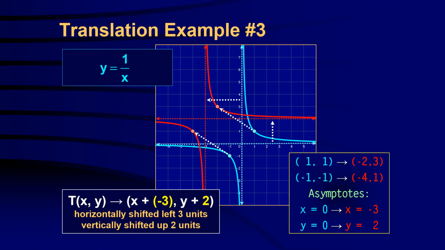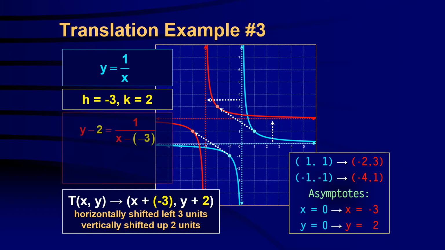In order to find our new equation, take into account that h equals -3 and k equals 2. And when you replace y with y minus k, you'll go y minus 2. And when you replace x with x minus h, again, 1 over x needs to become 1 over x minus h, which in this case is 1 over x minus a -3. And when you add the 2 to the other side, you could write it as y equals 1 over x minus a -3 plus 2.